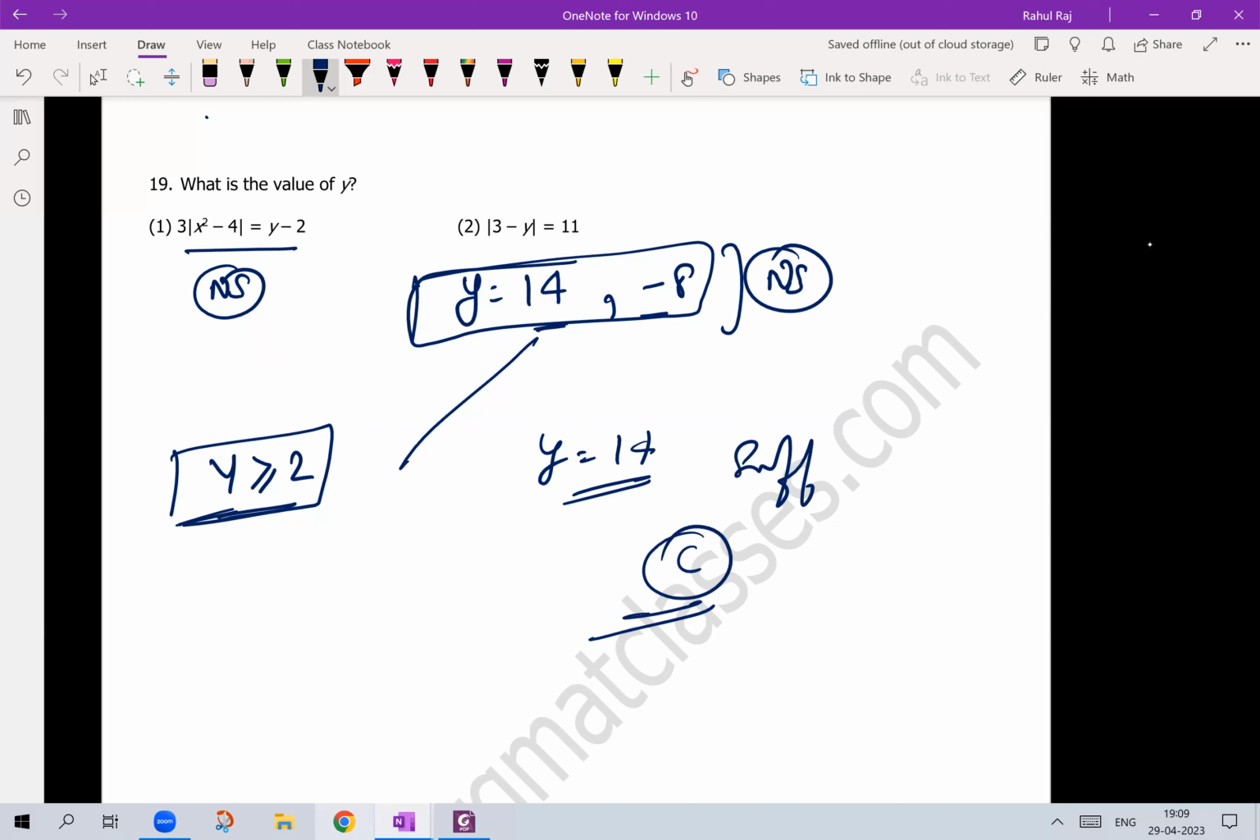Straightforward. This is pure mod logic. It's got nothing to do with solving a scale and all. That doesn't matter at all.